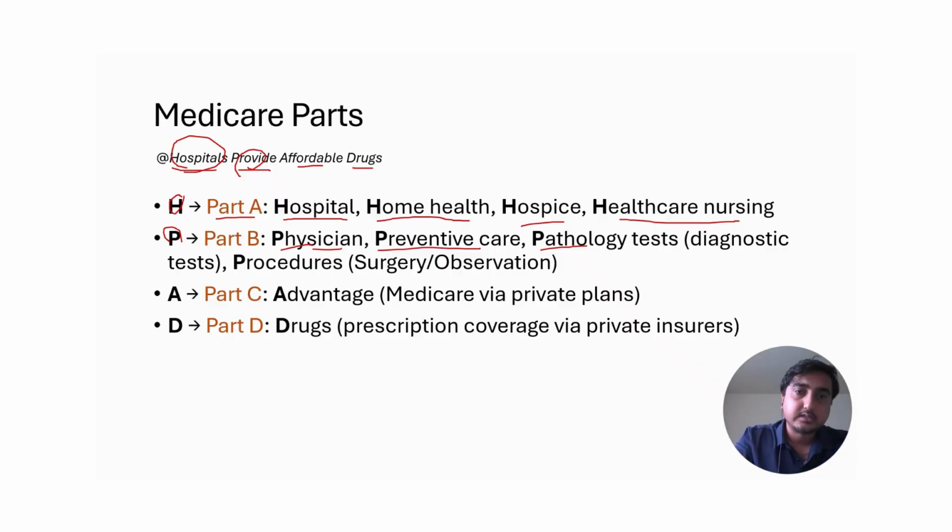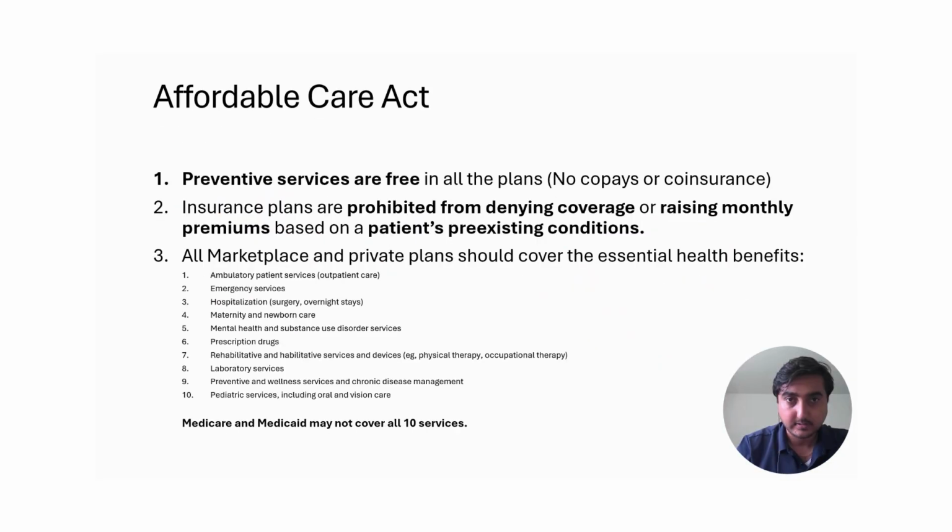In Part C, it starts with A, so Part C is also called Medicare Advantage. It is Medicare Part A and B insured via private plans, and Part D, D stands for drugs. So Part D includes prescription coverage via private insurance. So as you can see, Part C and Part D have private insurers' involvement in their plans.